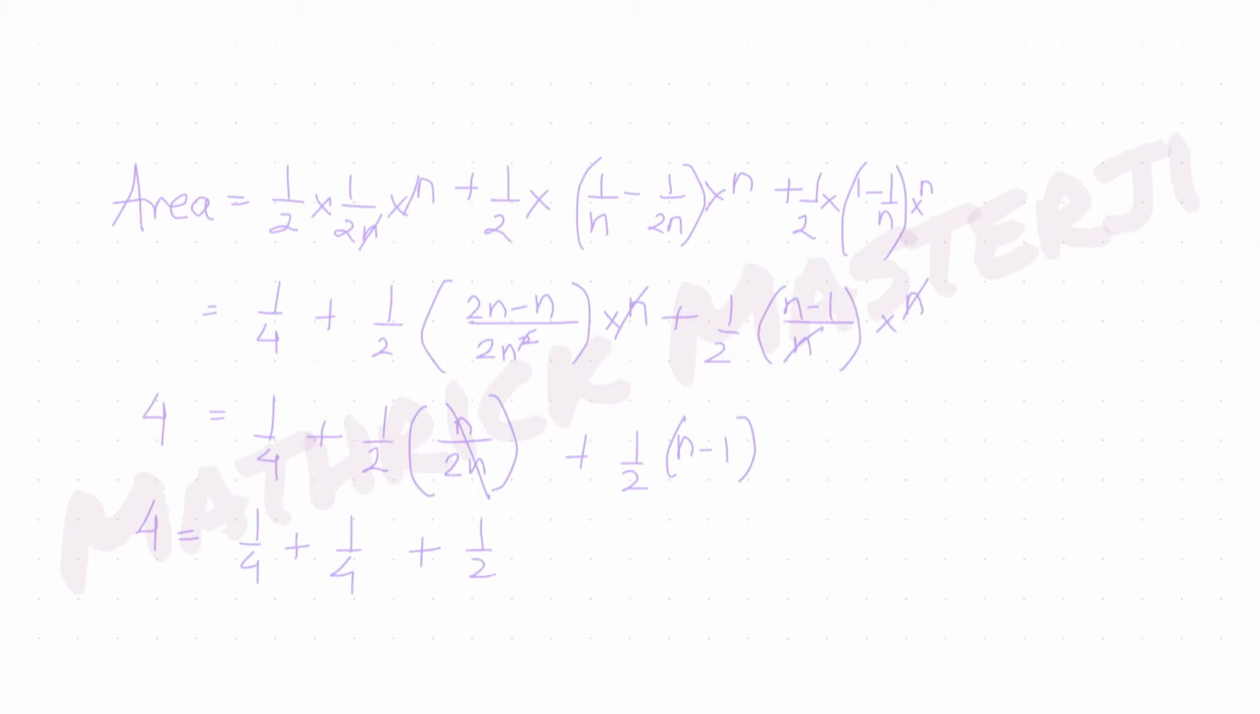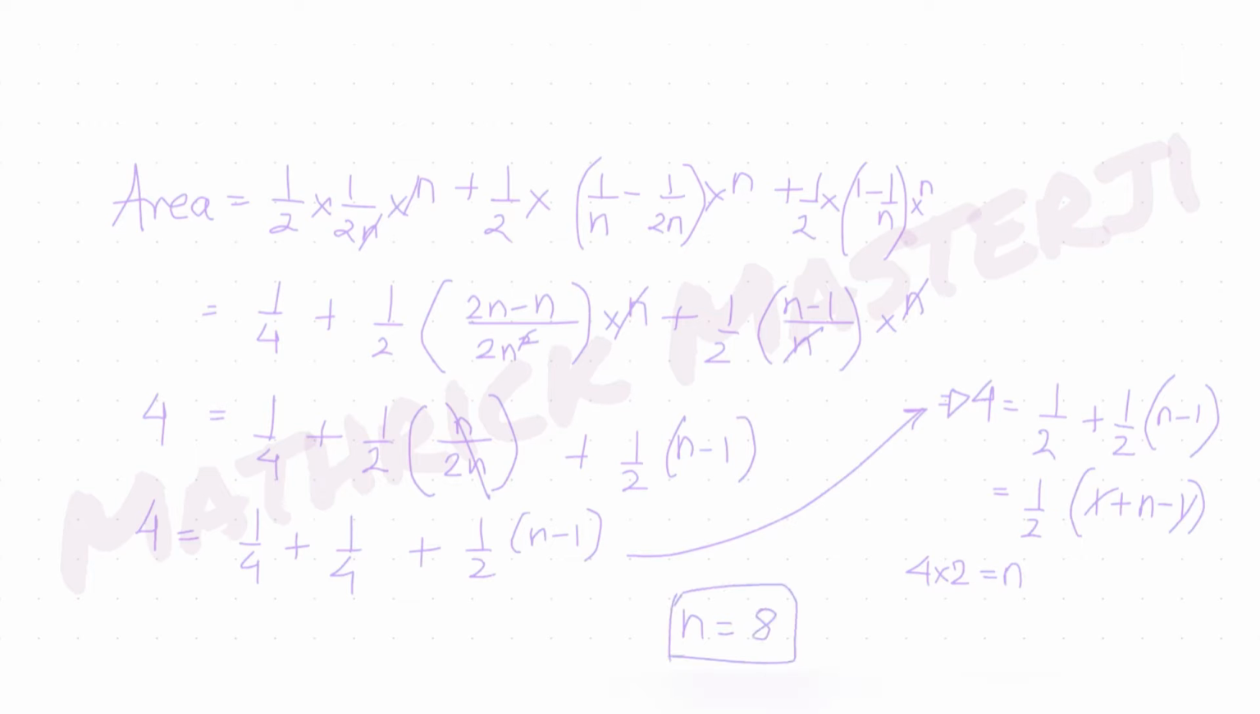Further, if I solve it, this expression becomes 4 equals half plus half into n minus 1. Half taken common, I get 1 plus n minus 1. 1 and minus 1 get cancelled. So 4 and that 2 get multiplied, and you get the value of n turning out to be 8.